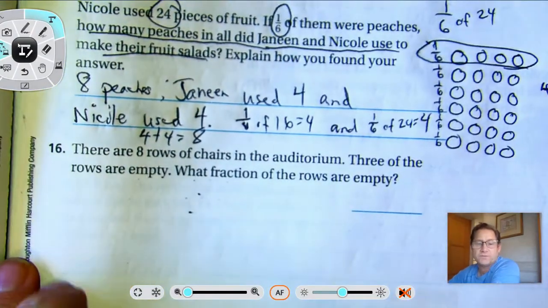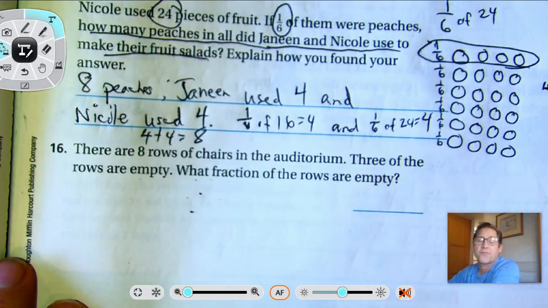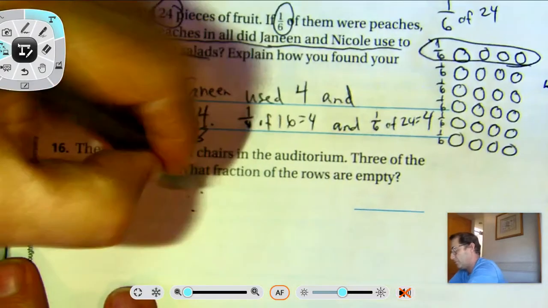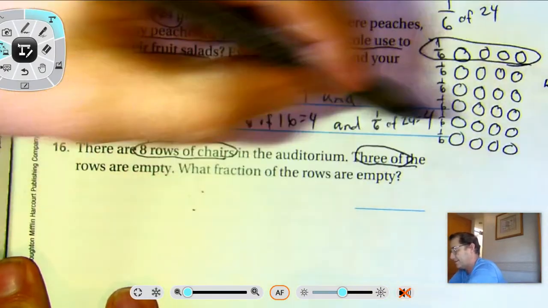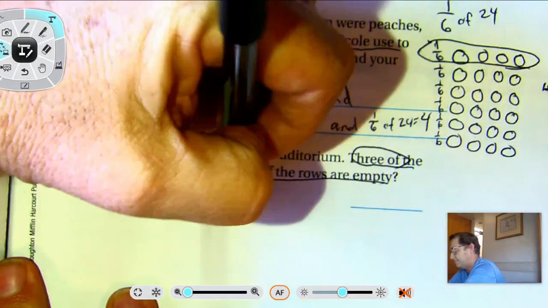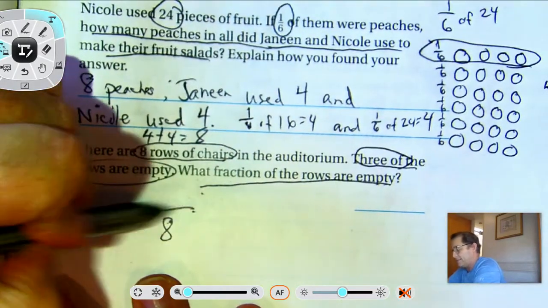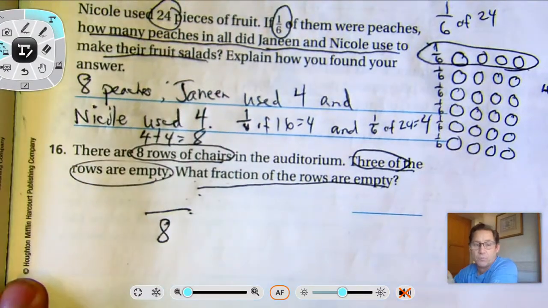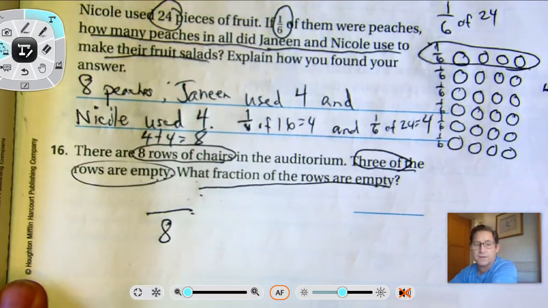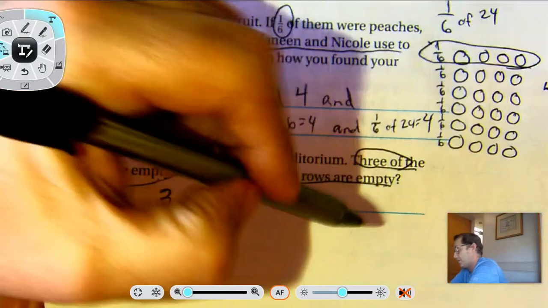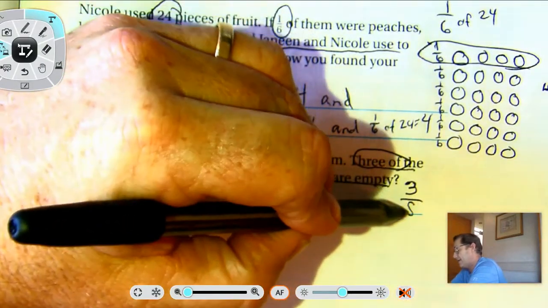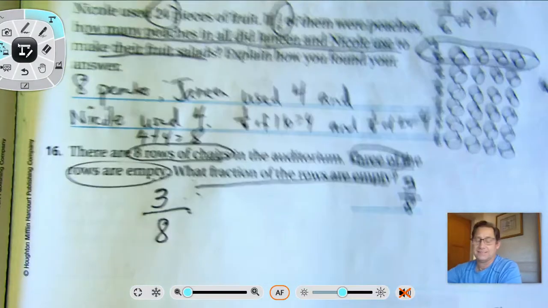All right, 16. There are 8 rows of chairs in the auditorium. 3 of the rows are empty. What fraction of the rows are empty? Well, okay, so 8 rows of chairs. 3 are empty. So there's 8 equal parts. Each row is equal. 3 of those 8 are empty. So 3/8. And 17.